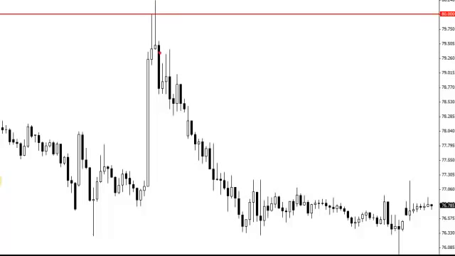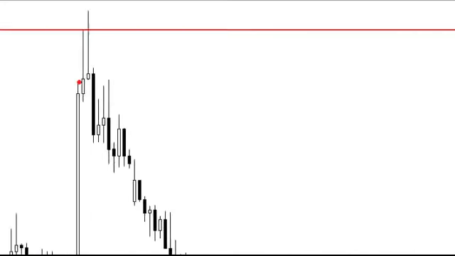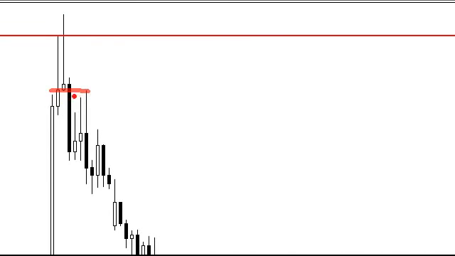Well, for me, I always play my pins the same way. I always play the pin at a break of below the low, or if I'm going long, a break of the high. In this case, I was selling short. So I set an order to sell short at the break of the low, and I set my stop above the very big round number.